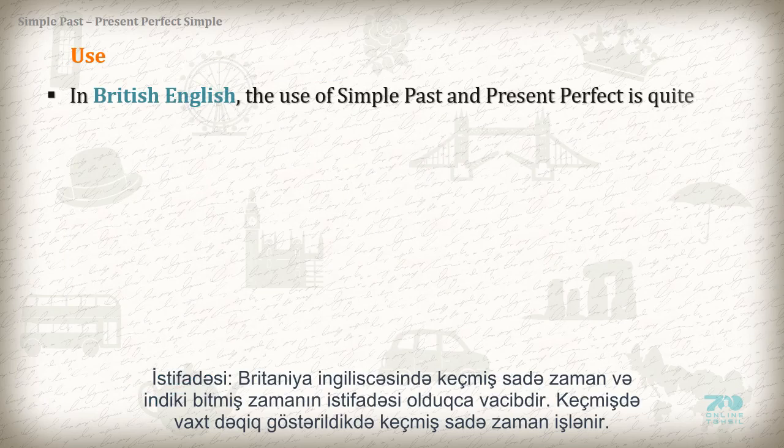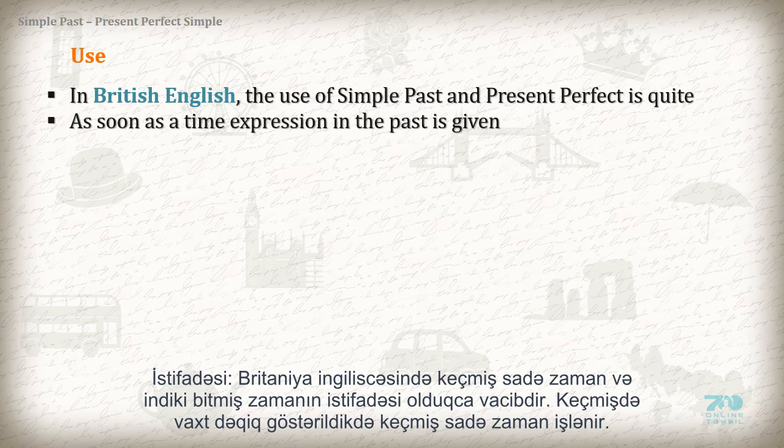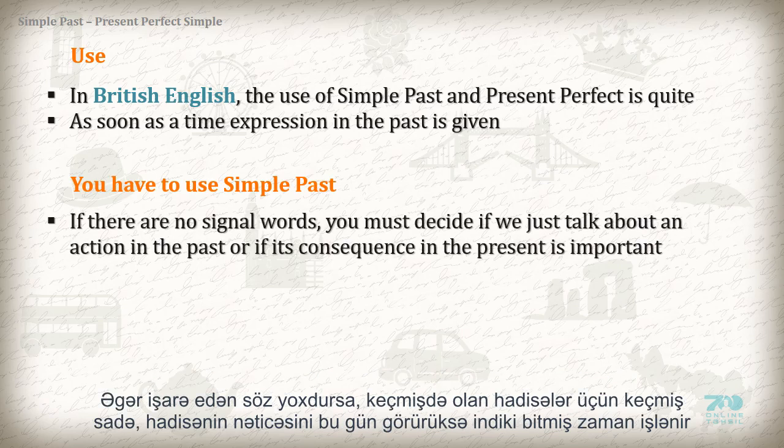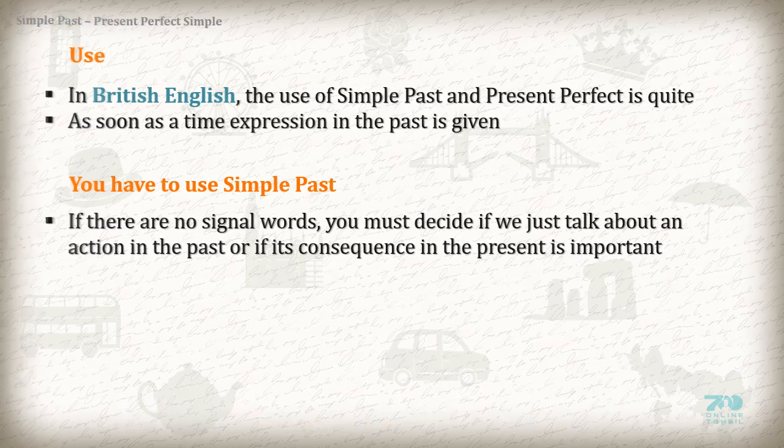Use. In British English, the use of simple past and present perfect is quite strict. As soon as a time expression in the past is given, you have to use simple past. If there are no signal words, you must decide if we just talk about an action in the past or if its consequence in the present is important.